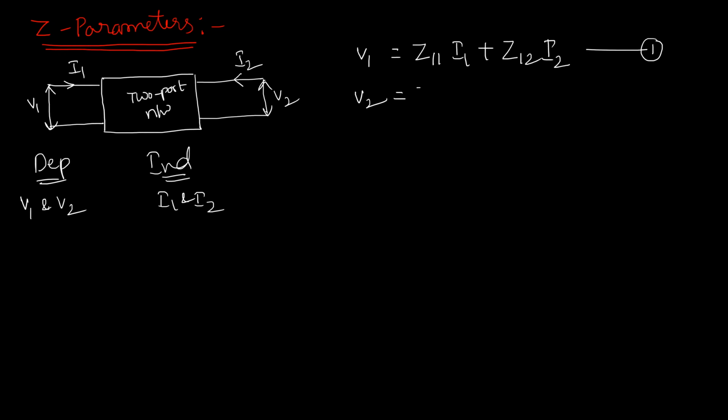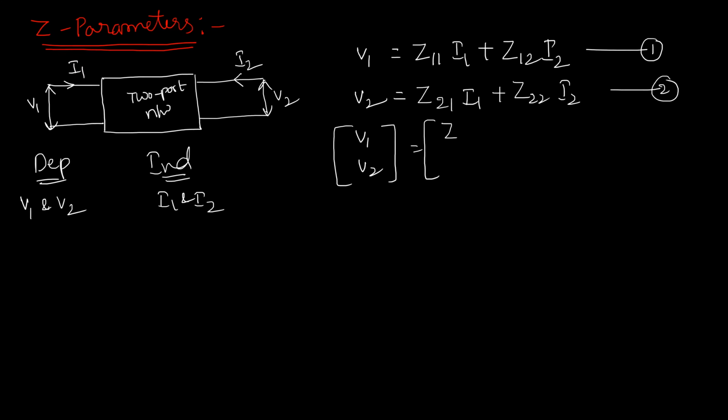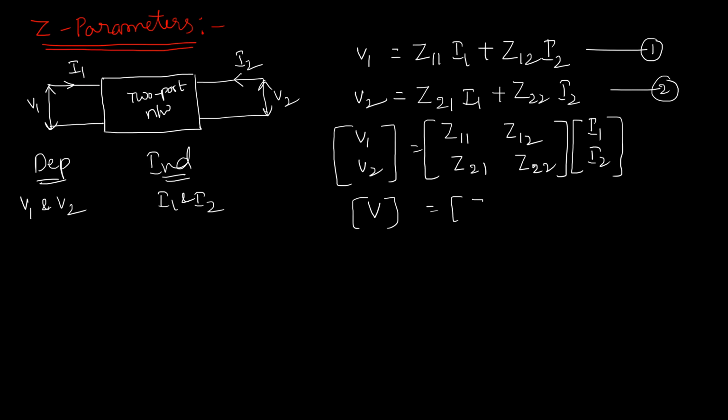Similarly, we can have the other combination, V2 = Z21 I1 + Z22 I2. We are writing in a systematic way. Now these equations can be expressed in terms of matrix also. So V1, V2 as a matrix form like this, and similarly Z11 Z12 Z21 Z22, next I1 I2. So this vector is called V. This is called the Z matrix. This is called vector I or I matrix. Like this also we can represent.